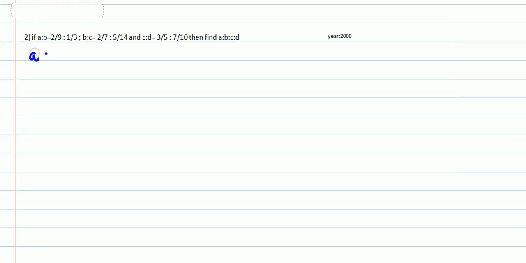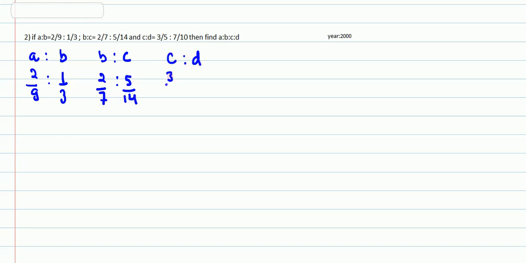Okay guys, moving on to the next question. It says that A is to B is 2 by 9 is to 1 by 3, B is to C is 2 by 7 is to 5 by 14, and C is to D is 3 by 5 is to 7 by 10.